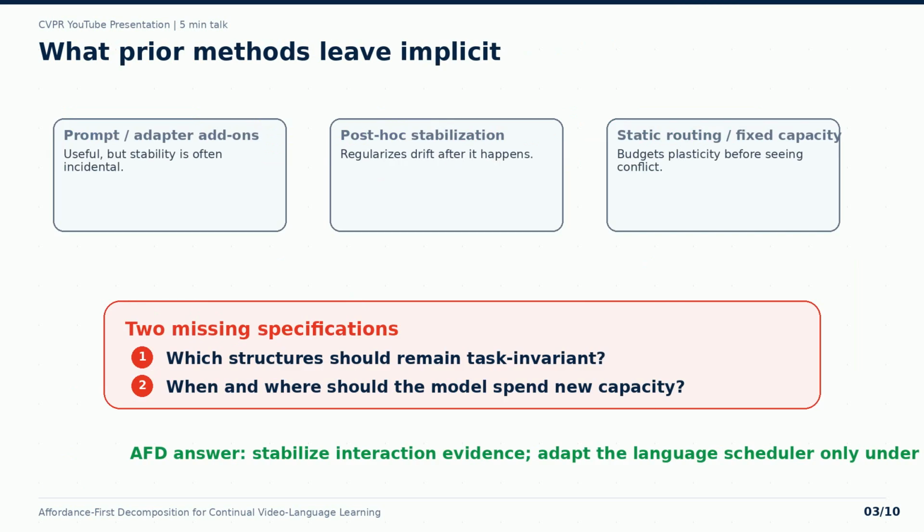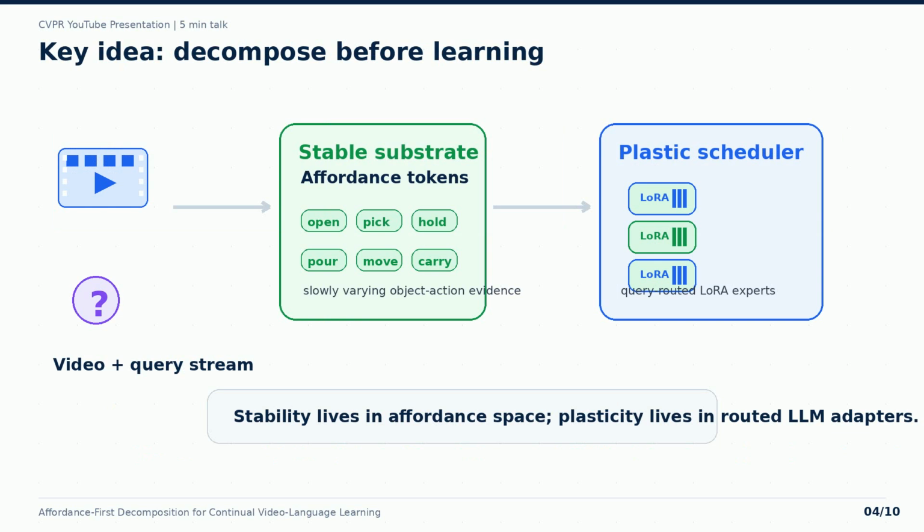Existing continual methods often use prompts, adapters, or post hoc regularization. These are useful, but they leave two issues. First, they do not explicitly define which part of the model should remain task invariant. Second, plasticity is usually budgeted with fixed capacity or static routing. As a result, the model may spend capacity everywhere, even when only a small portion of the reasoning path conflicts with past tasks. The main insight of AFD is to decompose the problem before learning.